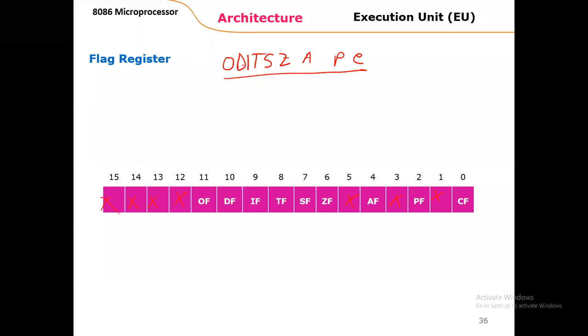The O starts at our 11th bit position. O D I T S, then Z A, then a space, meaning one gap, then P, then another space, then C. So this is your formula: ODITS ZAPC.